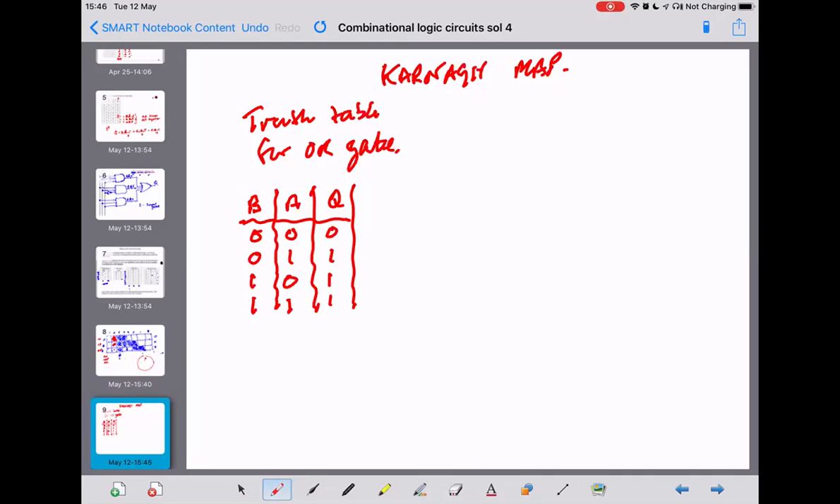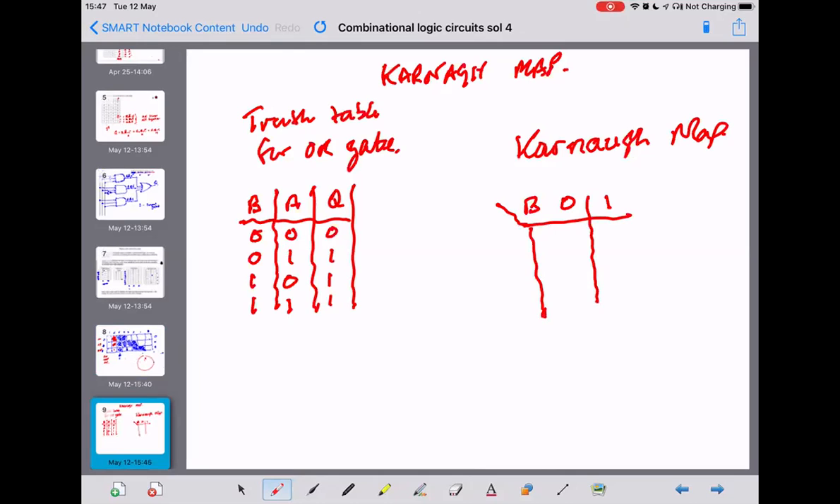Now, if we draw a Karnaugh map for that, K A R N A U G H map, it would look something like this. We've got B across the top, which can be either 0 or 1, and we've got A down the side that can also be 0 or 1. So we've got a 2x2 Karnaugh map. That's the simplest that you can have.